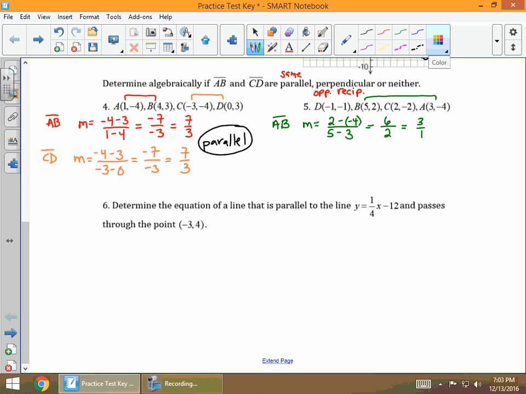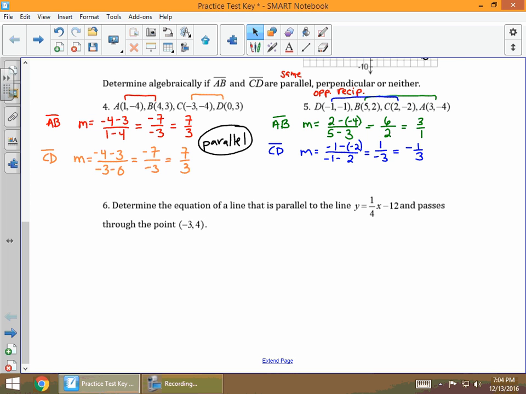And then for CD, my y values. All right, so for C and D, my y values are -1 minus -2. My x values are -1 minus +2. -1 minus -2 is the same as -1 plus 2, which is 1. And -1 minus 2 is -3. So that is -1/3.